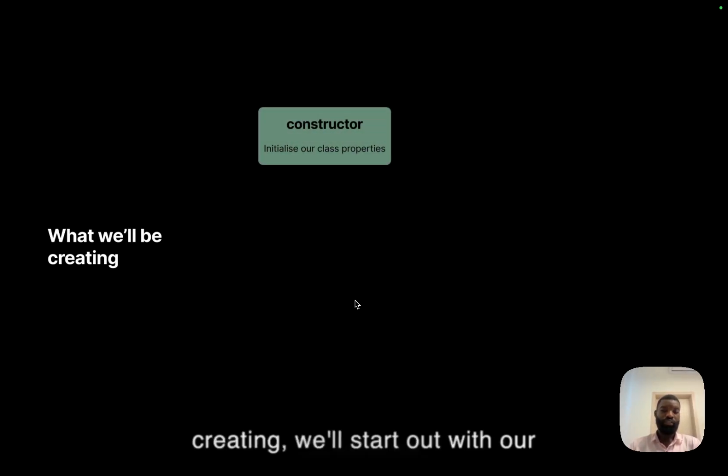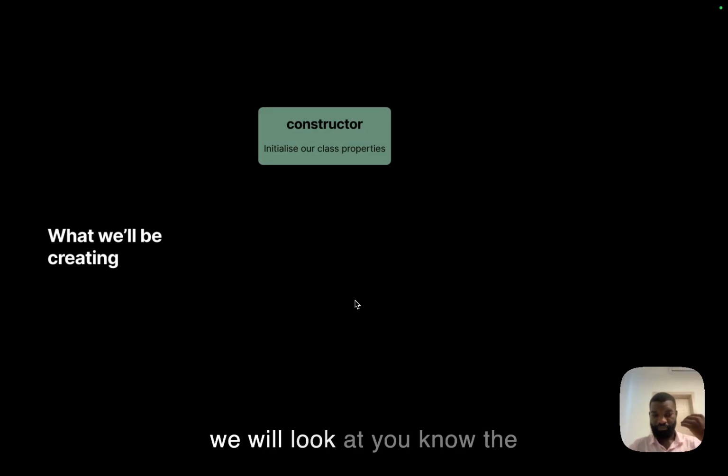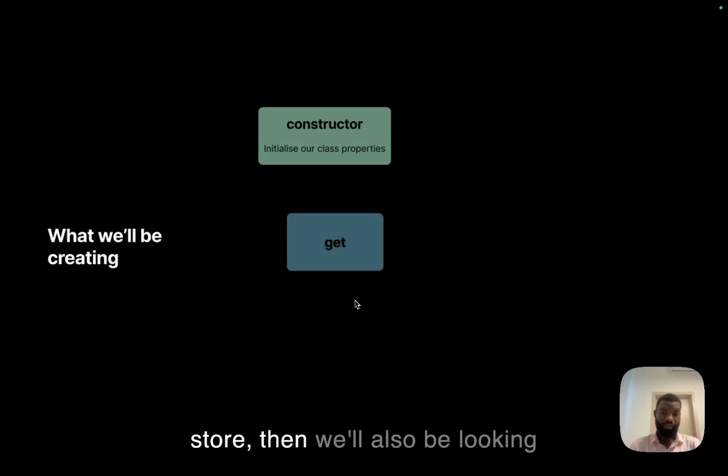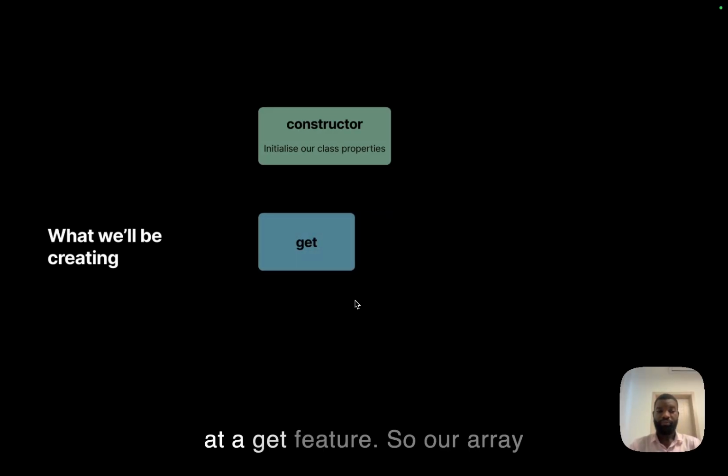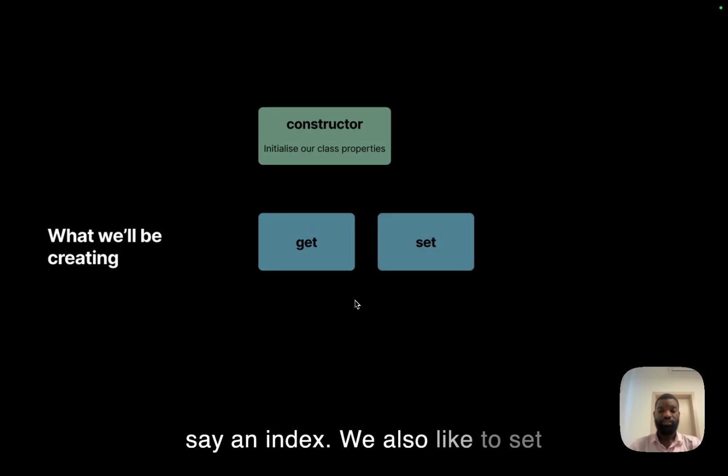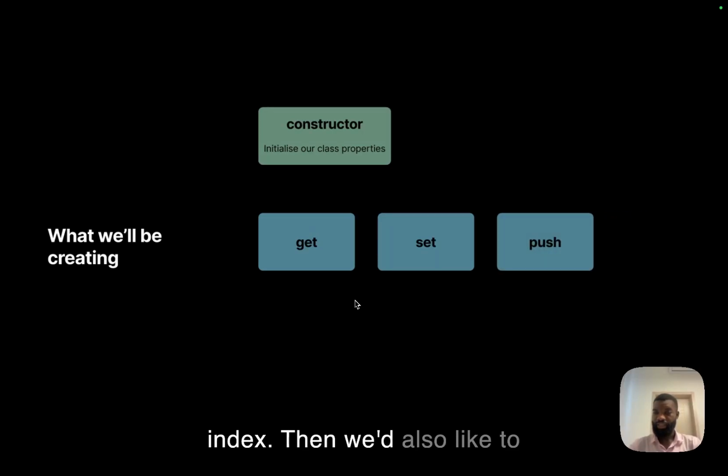We'll start out with our constructor, where we will look at the different properties within our dynamic array, what we'd like to store. Then we'll also be looking at a get feature. So our array needs to be able to provide for us some sort of value given, let's say, an index. We'd also like to set values within our array given an index. Then we'd also like to push items into our array.